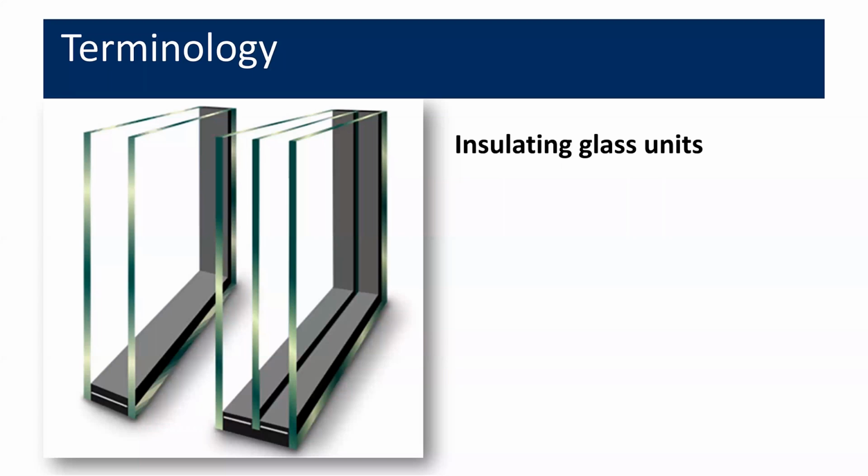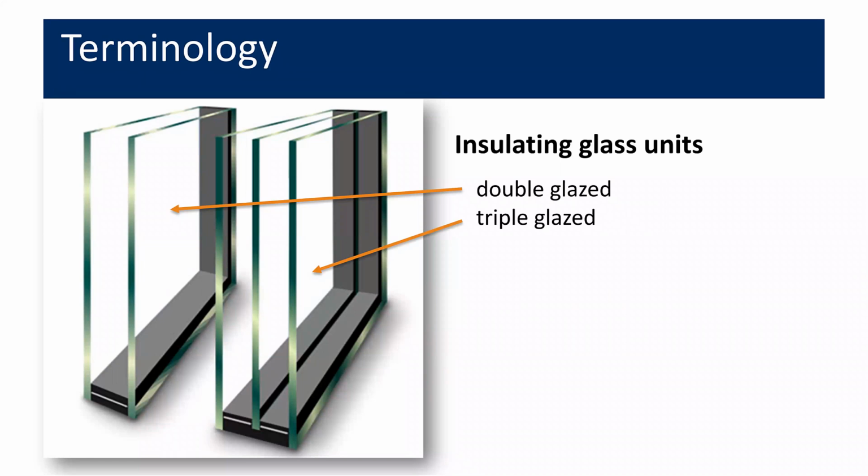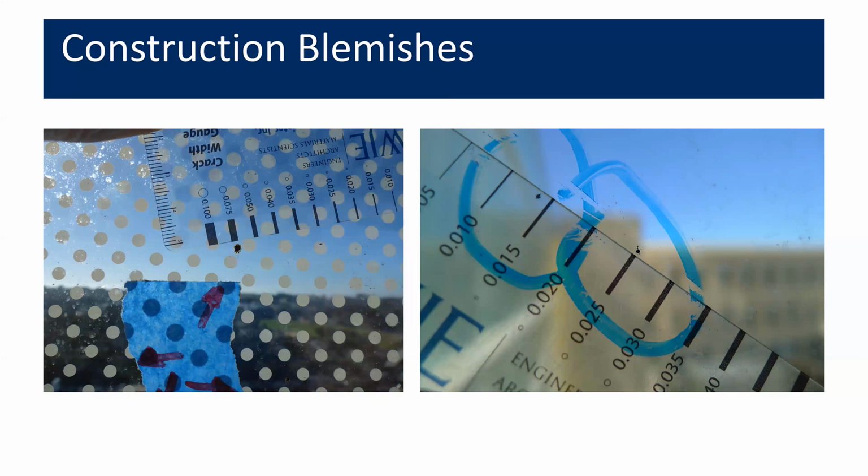So before we get too far into it, let's just talk about a little bit of terminology for now. On the left, you can see what we call a double glazed insulating glass unit. On the right is a triple glazed insulating glass unit. All our examples today will probably focus on the double glazed insulating glass unit, and the individual panes of glass are what the industry terms lights. And that is the proper industry term and spelling for that, for the individual glass panes. So now let's take a look at the variety of ways that glass can become blemished.